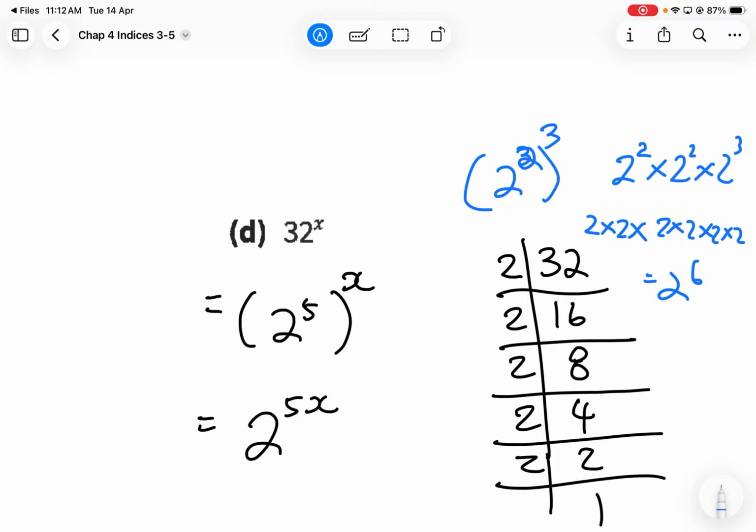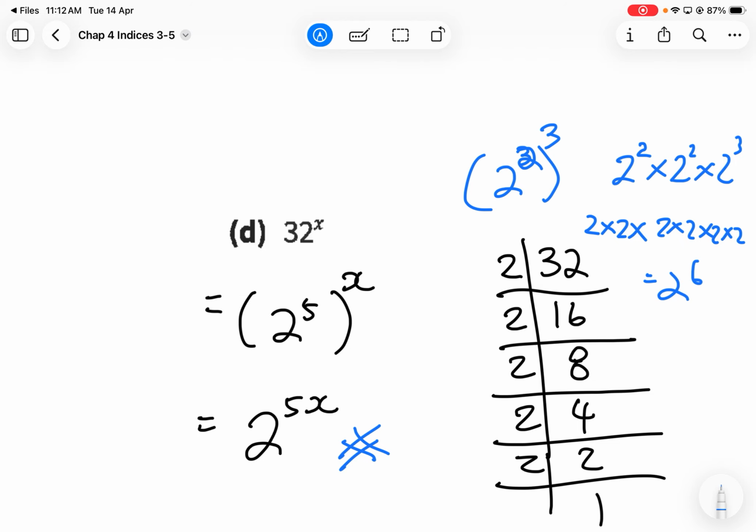Then from there I must be able to tell this 6 is actually 3 times 2. So it's actually taking this power, multiplying this power. If I don't remember the law, I write this at the side to help myself see. I should multiply this power by this power, then I will get 5x.